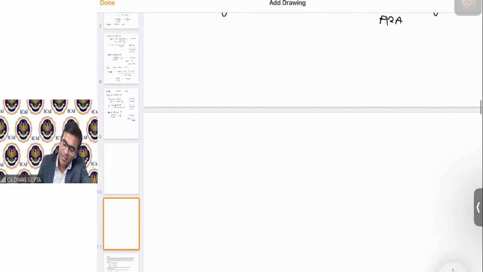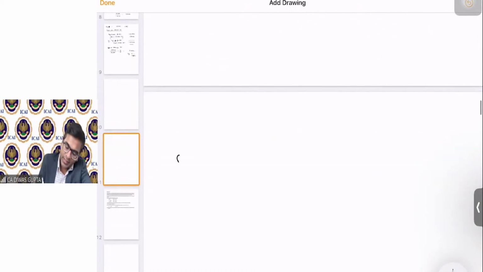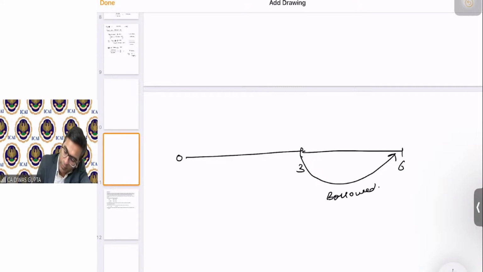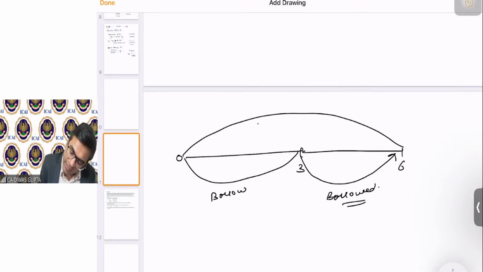Now, can we devise a strategy here? Yes, the strategy is: 0, 3 months, 6 months. If this FRA of 3/6 has to be borrowed, that means 0 to 3 also I will borrow, and 0 to 6 months I will invest.